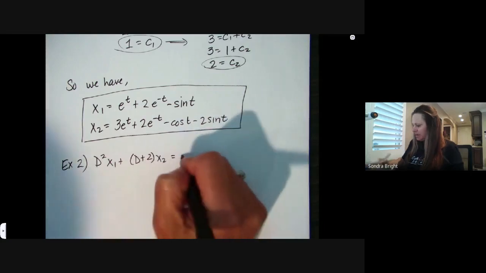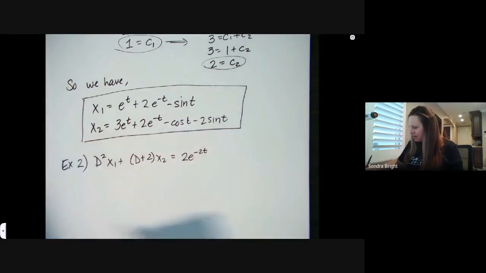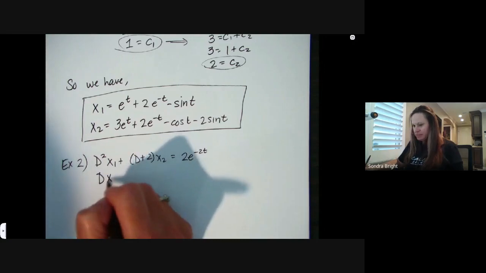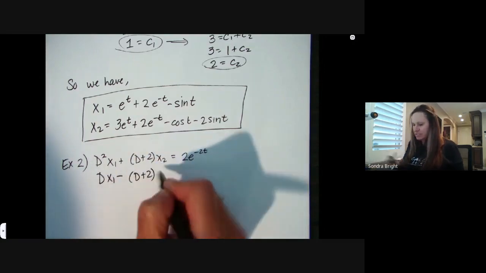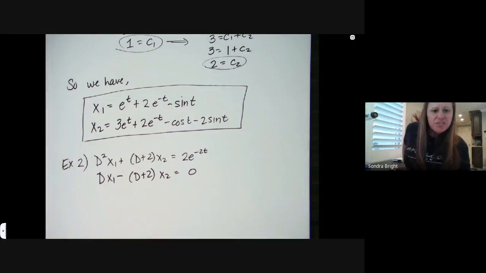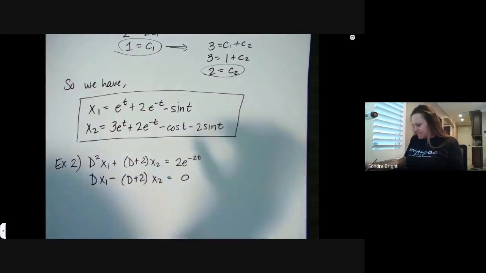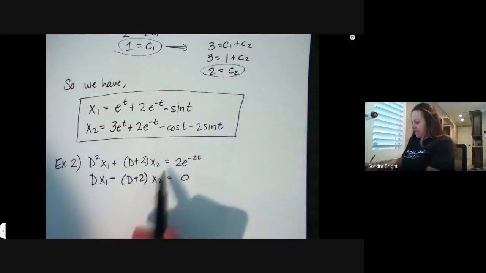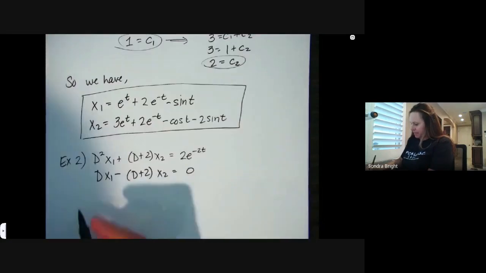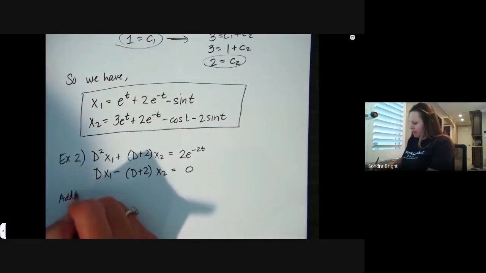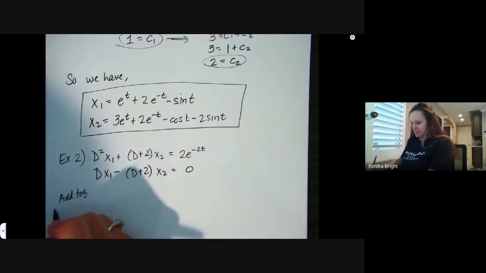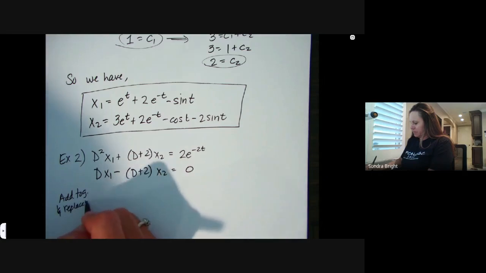2e to the negative 2t, and (D minus 1)x1 plus 2x2 is equal to 0. Okay, so not too bad, right? It's a D plus 2 on x2 in the first equation and a minus (D plus 2) on the x2 in the second. So let's add these guys together, and it'll become my new equation 1.